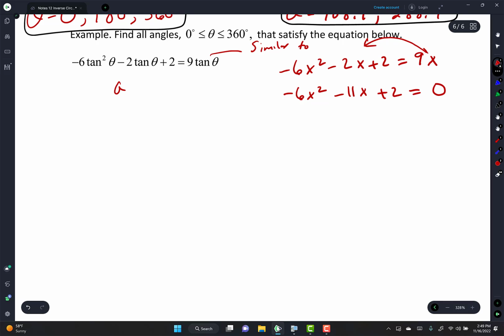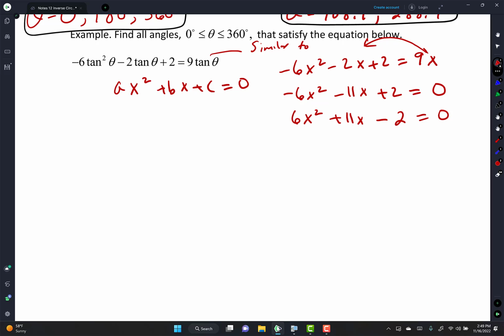Child, what are you talking about? I'm making it look like this: ax squared plus bx plus c equals 0. I'm making it look like that, guys. 6x squared plus 11x minus 2 equals 0. All I did is divide everything by negative 1. Are we okay? All right, here it is. AC method. 6x squared times negative 2. That's going to be negative 12x squared. Two numbers that when I multiply give me negative 12x squared, but add up to a positive 11x.